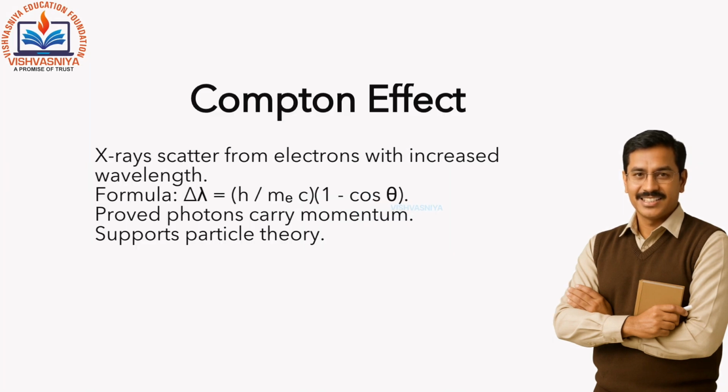In 1923, Arthur Compton showed that when X-rays hit electrons, the scattered rays had slightly longer wavelengths. The formula is delta lambda equals h upon m_e c multiplied by 1 minus cosine theta. This proved that photons carry momentum just like particles.